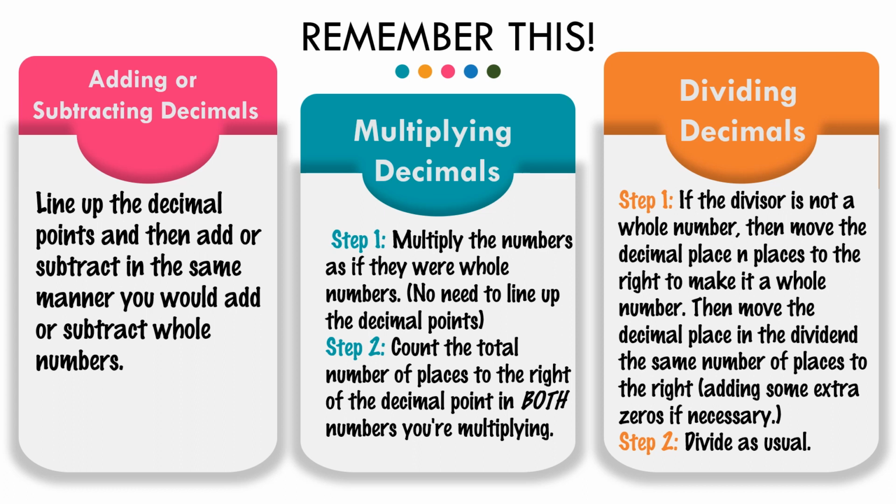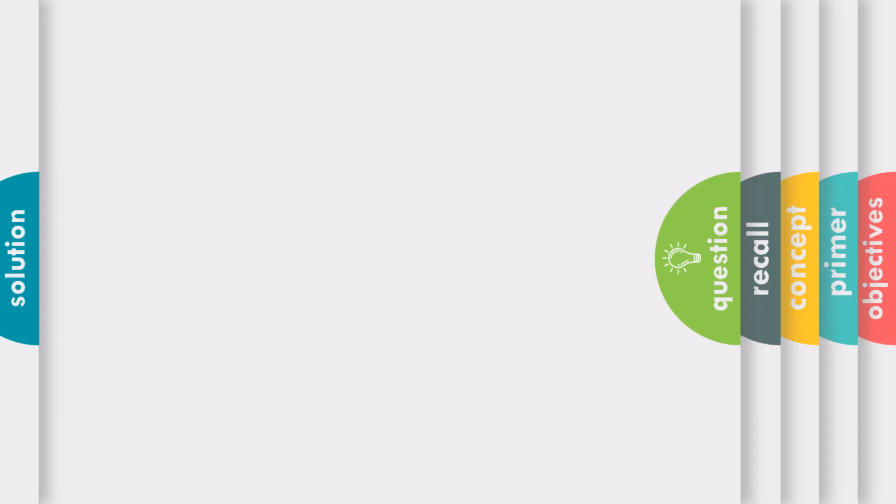Okay? And lastly, dividing decimals. In dividing decimals, if the divisor is not a whole number, we move the decimal point n places to the right to make it a whole number. Then move the decimal point in the dividend the same number of places. You can add some extra zeros if necessary. And we divide the number as usual. There you go. We reviewed all the essentials for solving word problems.